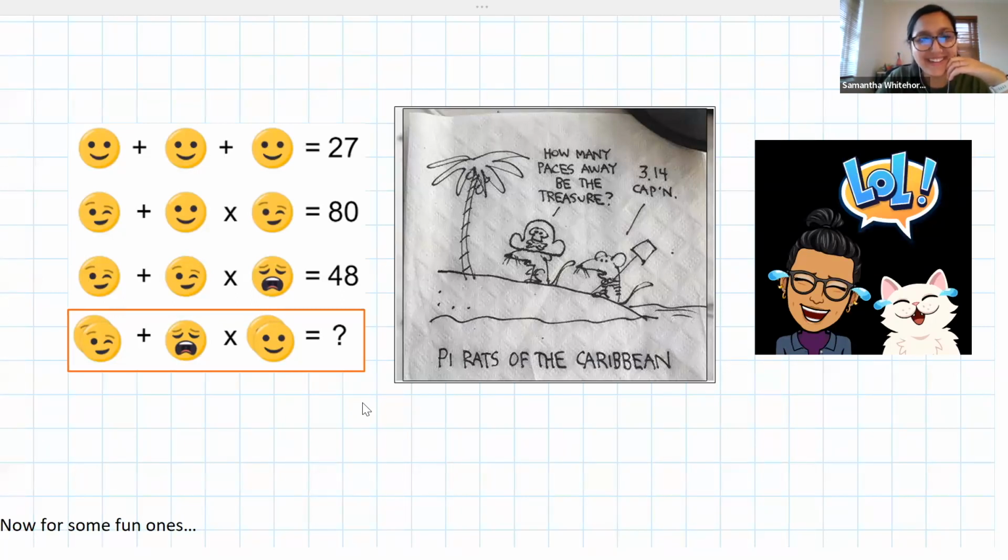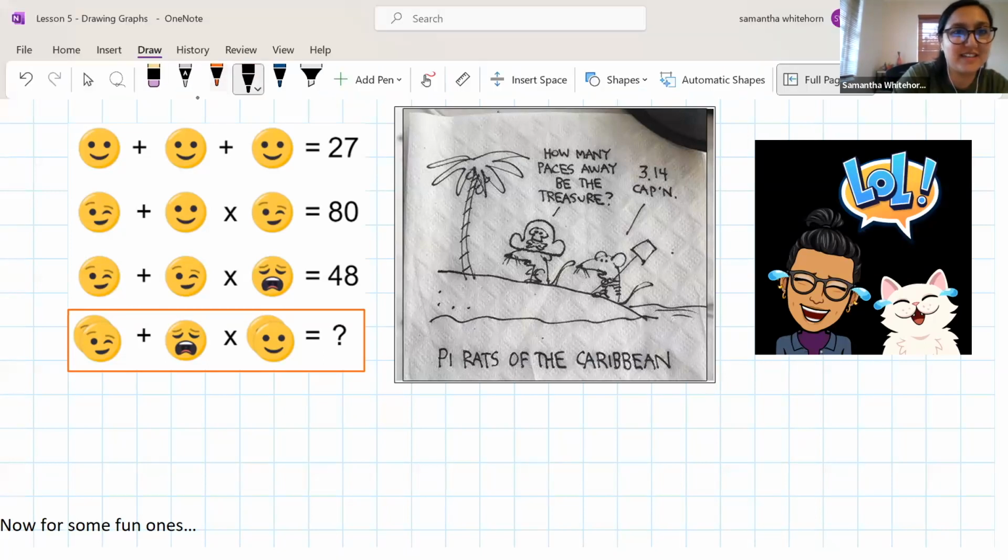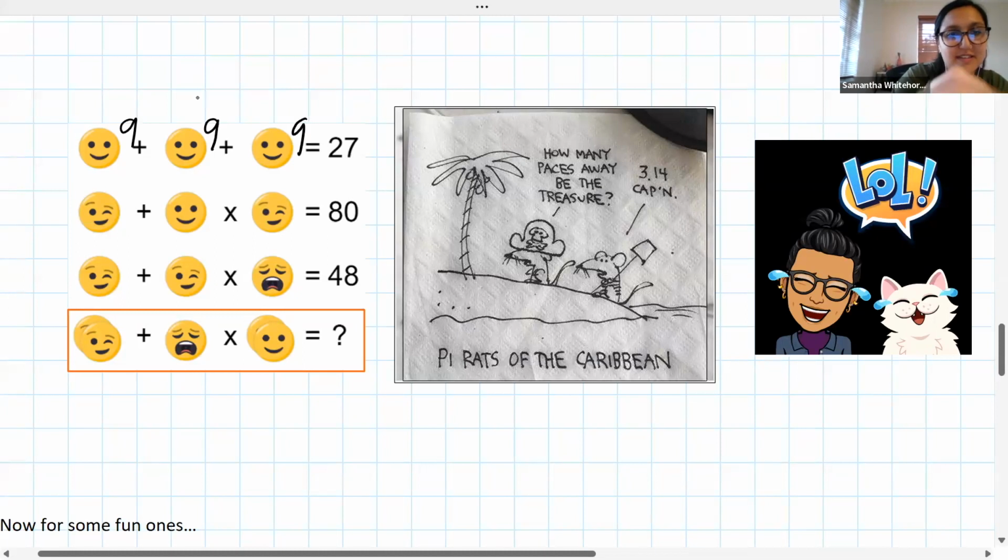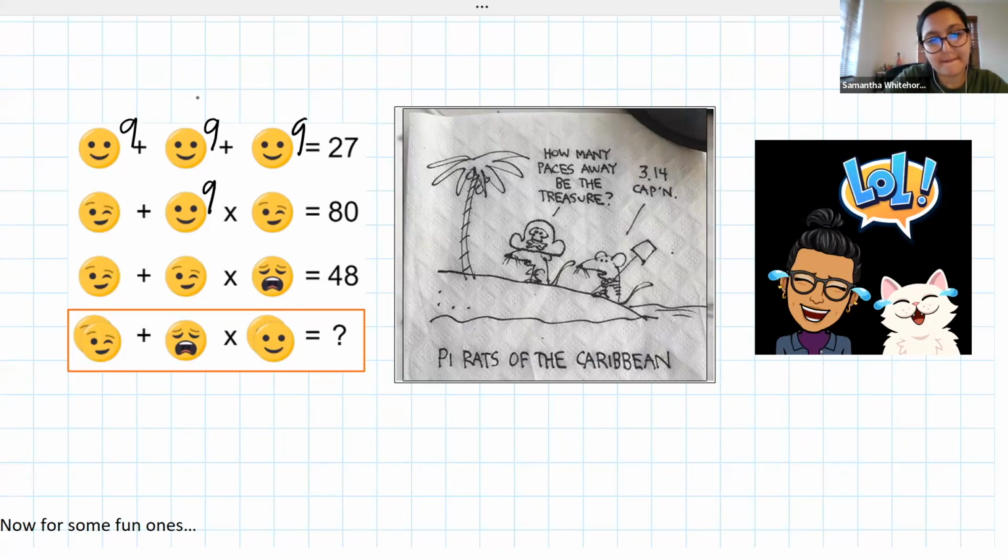So the smiley face, I just found out that it's 9. So 9 plus 9 plus 9 is 27. Good. And the winking face is 8. So 8 plus 9 times 8 is 8. So 8 plus 8 times 5 is 48. So the double winking faces is 8 plus 8, which is equal to 16. Good. And the third face is equal to 5.